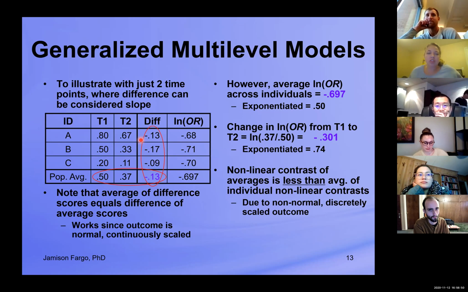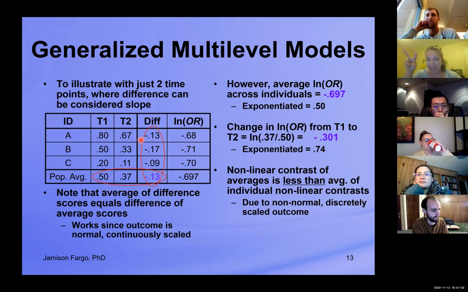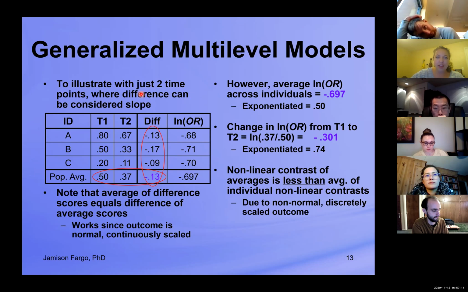So, here's an illustration. Let's really simplify this down. Let's talk about if I only have 3 people in my study, person A, person B, person C. And we have 2 time points. That's about as simple as we can get, right? So here we're looking at a binary outcome, with just 2 time points.